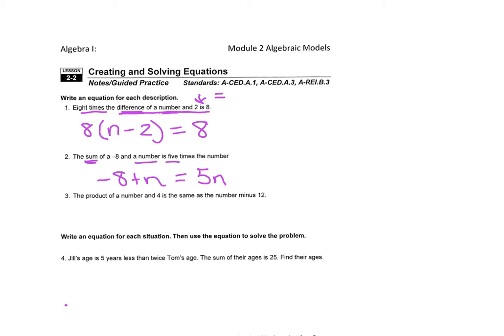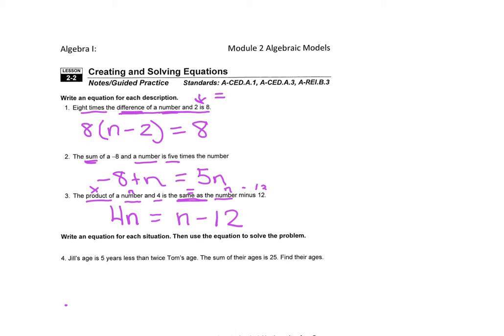The next example says the product, which we know means multiply, of a number, that's a variable like n, and 4 is the same as the number minus 12. So if we write that, the product of a number and 4, and remember we like to put the variable first. So 4n is the same as the number minus 12, so n minus 12.